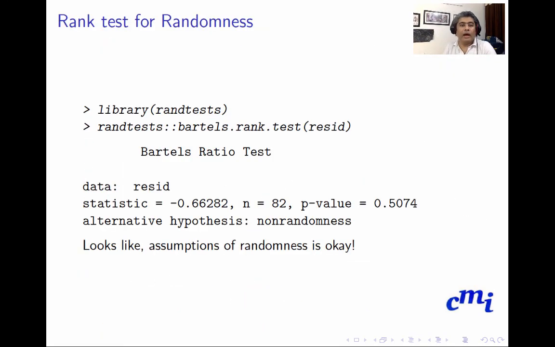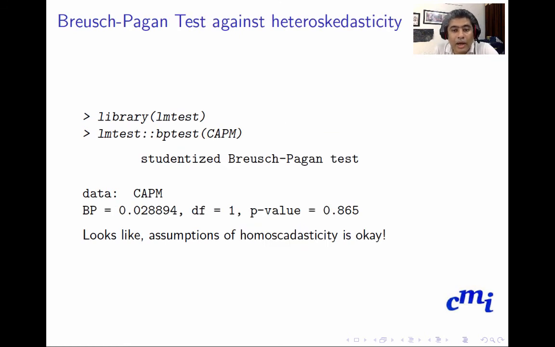Second, I ran the Bartels rank test for testing the randomness, and the p-value we found is 0.5074. So it looks like the assumption of randomness is also okay. That means covariance of epsilon t and epsilon t dash equals 0. This assumption is also okay. Then I ran the Breusch-Pagan test against heteroskedasticity. The alternate is heteroskedasticity and the null is homoskedasticity. Here the Breusch-Pagan test fails to reject the homoskedasticity, so the assumption of homoskedasticity is also okay, it looks like.